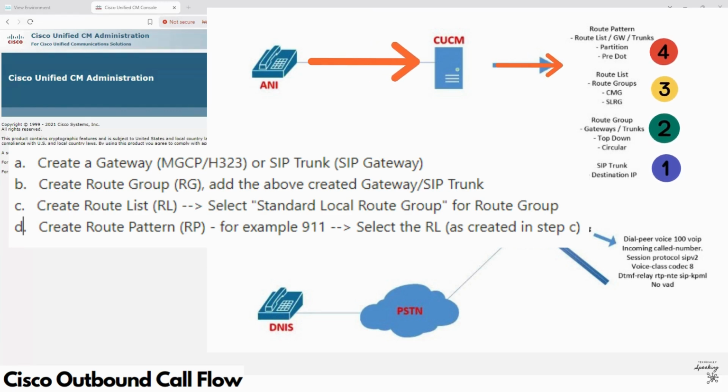Now it processes top to bottom, but you configure it from bottom to top. But now that it has processed through, it knows the route pattern, it can call outside the network, it knows the route list, it knows what groups of SIP trunks and gateways to use, and then it starts with whichever one was listed first, and now it goes to the gateway. The call hits the gateway.